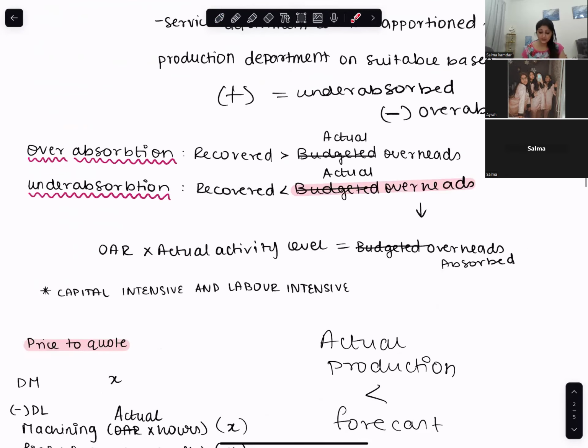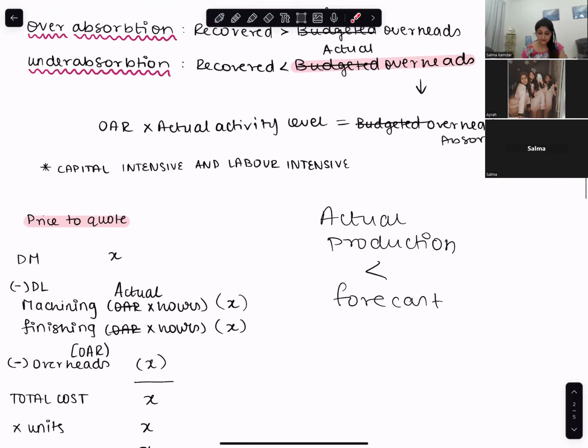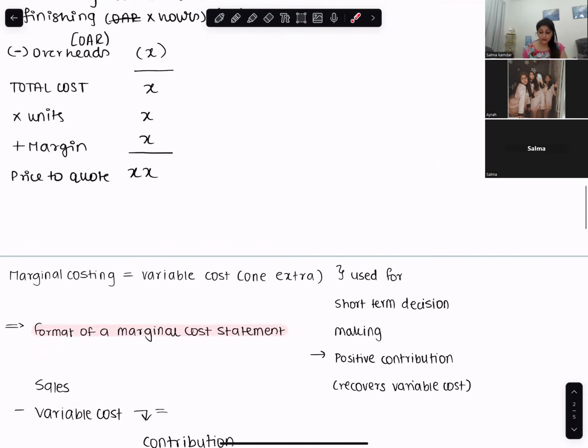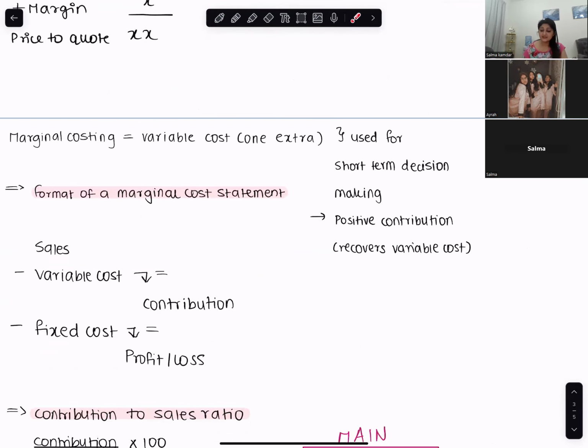What is marginal costing helpful for? Short-term decision making. What is the other name for marginal costing? Variable costing. Marginal costing, the other name is variable costing.